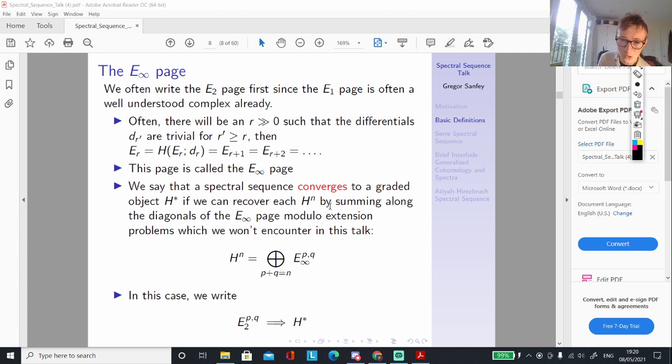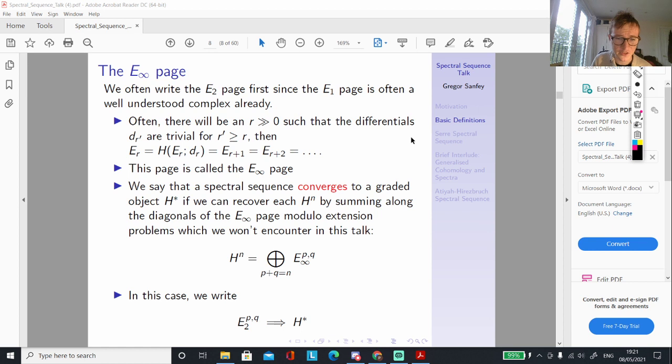And a cautionary word is that extension problems do arise. But in this talk, we won't run into them, because that's a whole different issue, which I couldn't be bothered to deal with in this talk. So in this case, if there is such a graded object, then we write this. And this is just shorthand for saying this, basically. And notice again that we're talking about the E2 page straight away, because the E1 page is normally already well understood.